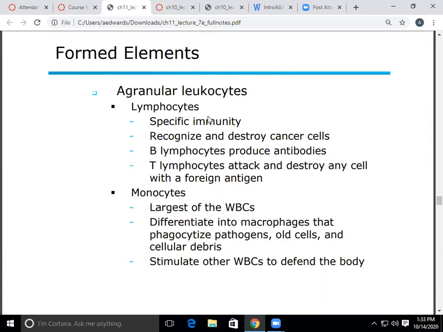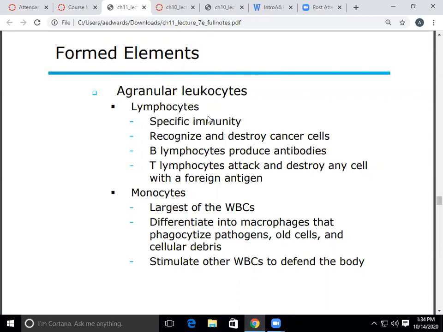You also have the monocytes. They're the largest cells that you'll see among the white blood cells. They're going to differentiate into different types of cells, particularly macrophages. Remember, macrophages are phagocytes. They can eat things and break them down, things like pathogens, old cells, cellular debris, or just waste in cells. They can also stimulate other white blood cells and help them get involved in defending your body.